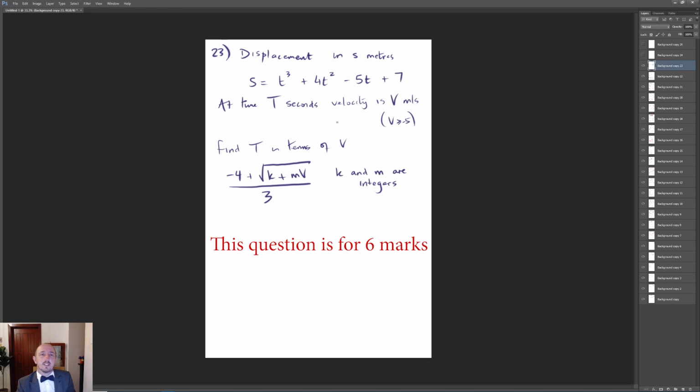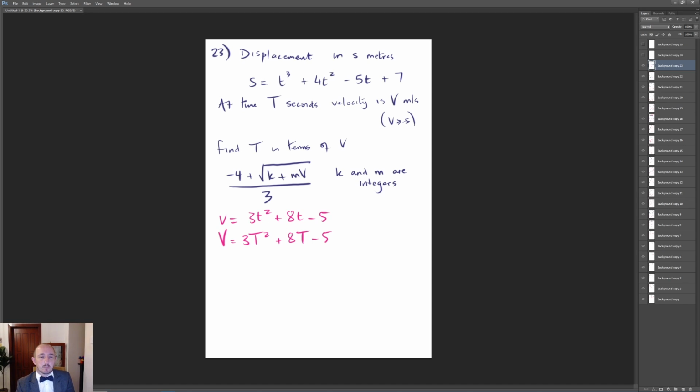The final question is a differentiation question because it's got displacement and velocity. So we know that we're going to differentiate the displacement to get 3t squared plus 8t minus 5. And it says that at time capital T seconds, the velocity is capital V. So we're just going to rewrite this as 3t squared plus 8t minus 5. And it says find t in terms of v. So we need to try and solve this equation, sort of, but we haven't got any values for v, and so we can't actually solve it properly.